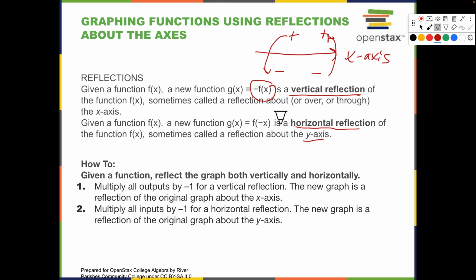Horizontal reflection. So that's when it's inside the function. Again, we're either taking -1 times all of the outputs, and that does a reflection over the x, or if we're putting it in first, we're multiplying all the inputs by a negative, and that does a reflection over the y. Sometimes we can't tell the difference. If you've got x squared, you do a reflection over the y and you get the same thing because it's already symmetric.